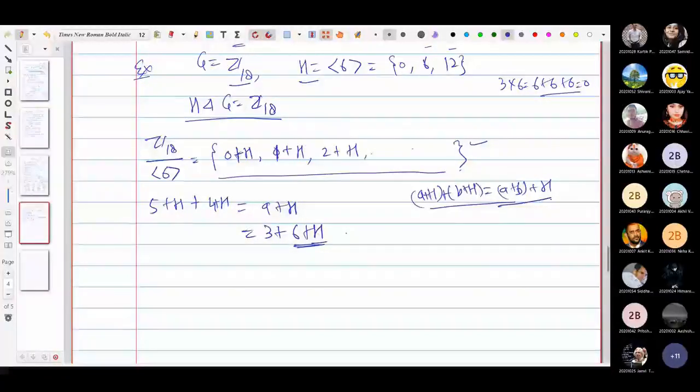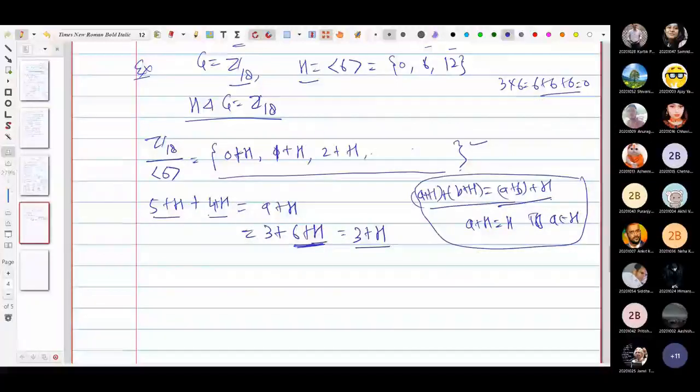a plus H equals H if and only if a belongs to H. Do you remember this result? No? Okay. So this is equal to 3 plus H. So essentially, once we have these two, they become like this. So you can find the different left or right cosets here using this operation technique. Okay.